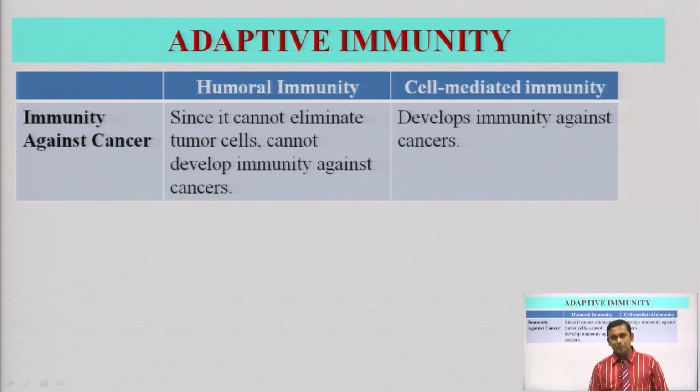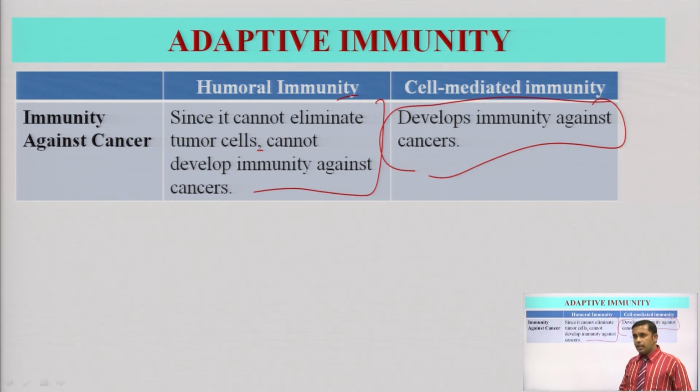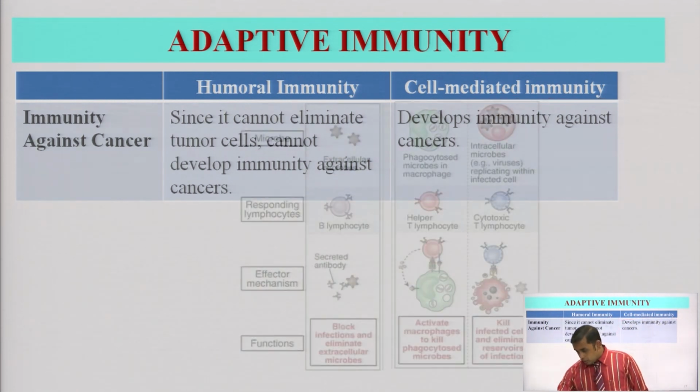Immunity against cancer, yes, very important. Nowadays, to treat cancer, scientists are using monoclonal antibodies, because if you enhance our immune system, the cancer disease can be solved. Humoral immunity cannot eliminate tumor cells, so it cannot develop any immunity against cancer, but in this case it is possible. People having very good adaptive immunity usually do not get affected by cancer. So, that is why it is important.